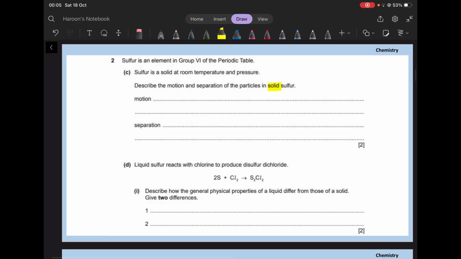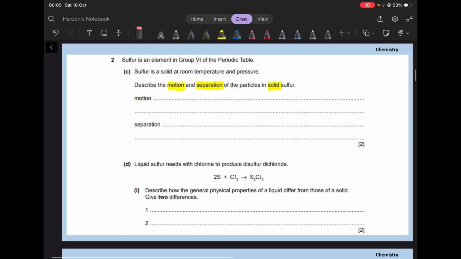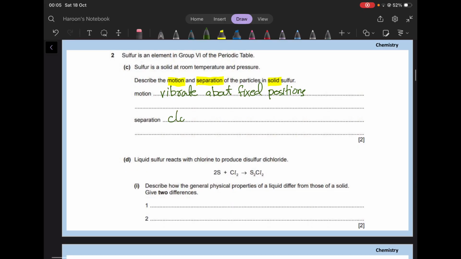So, first of all, solid is the keyword, motion, separation. Motion is related to movement. Separation means how far or whether the particles are close to each other or far apart from each other. So, for a solid, the motion is that particles vibrate about their fixed positions. Now, as far as separation is concerned, in a solid, the particles are close together. So, you can also say particles are close to each other.